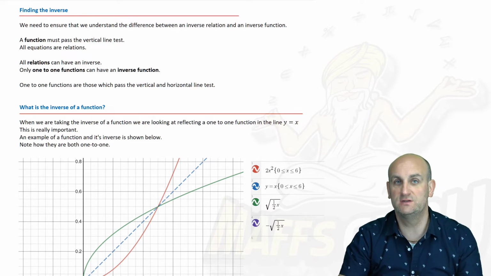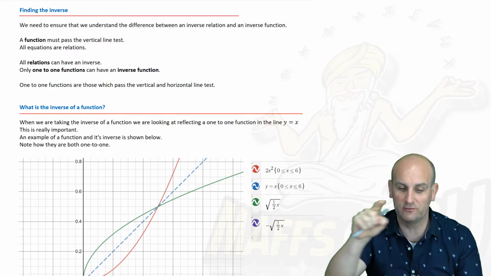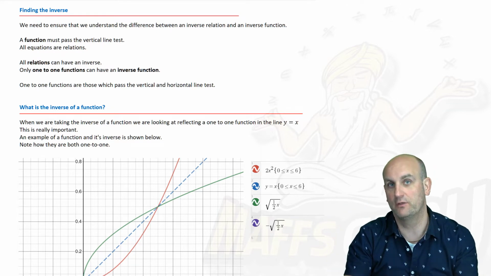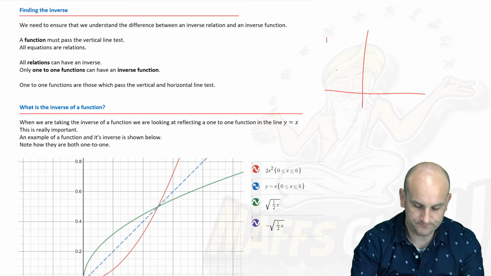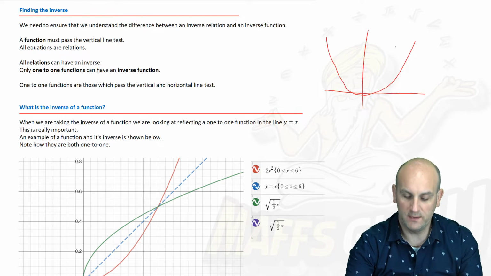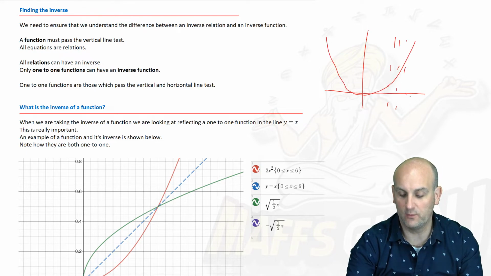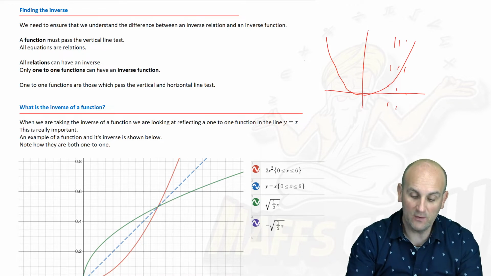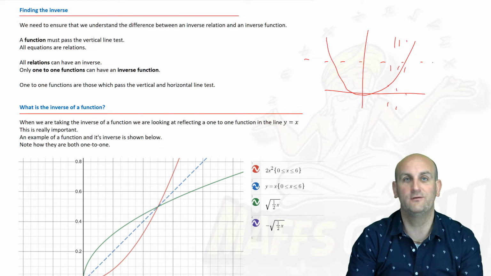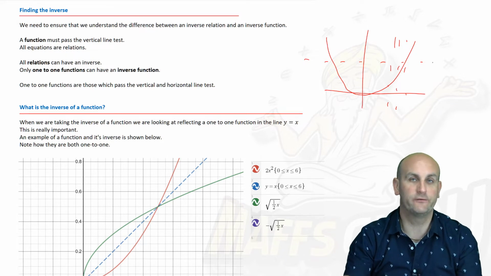What on earth is a one-to-one function? Well, a one-to-one function is one where when you draw a horizontal line through it, you only cut through it once as well. So an example of a function would be y equals x squared, because it doesn't matter where I go there and draw a vertical line, it'll only ever cross through that once. However, if I draw a horizontal line through there, well, that now isn't one-to-one.